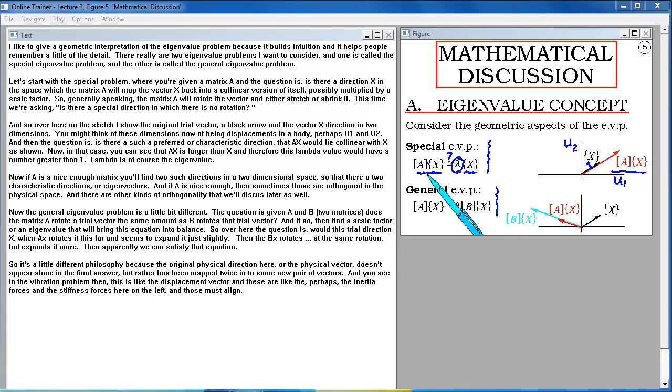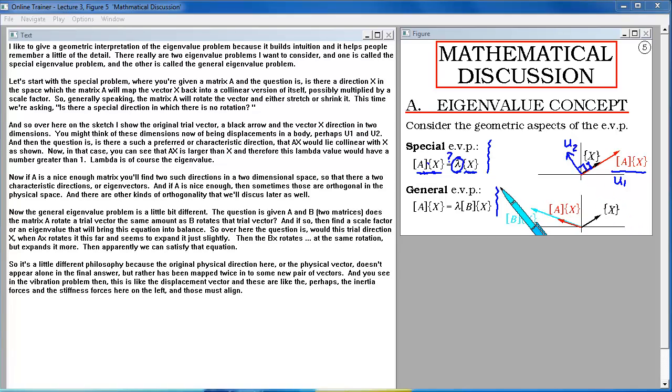Now, if A is a nice enough matrix, you will find 2 such directions in a 2-dimensional space, so that there are 2 characteristic directions, or eigenvectors. And if A is nice enough, then sometimes those are orthogonal in the physical space. And there are other kinds of orthogonality that we'll discuss later as well.